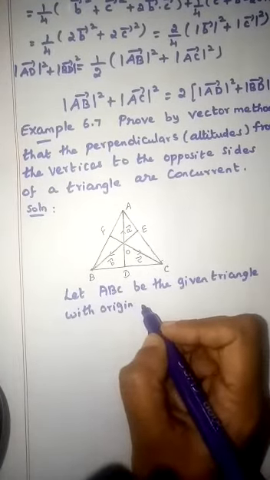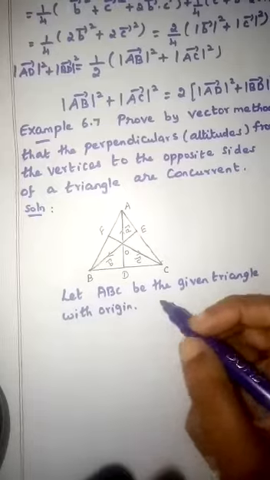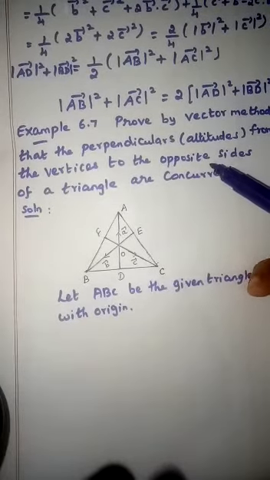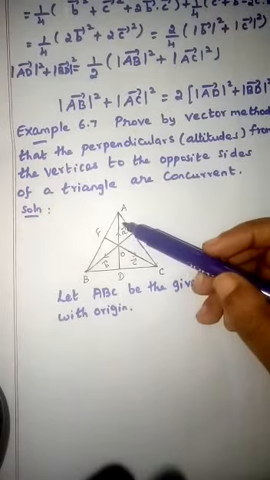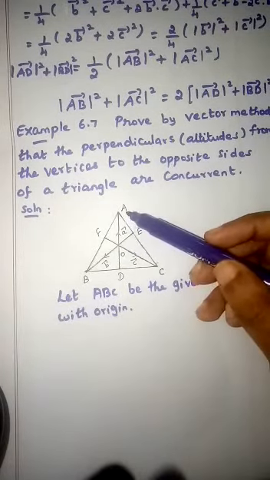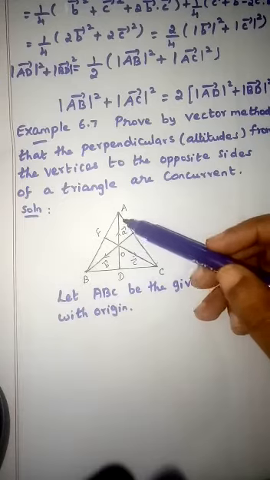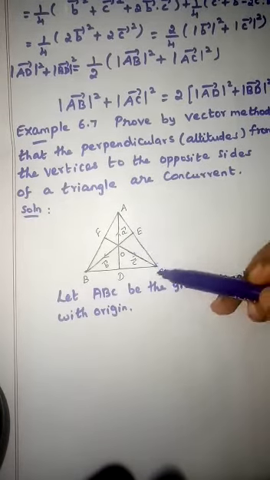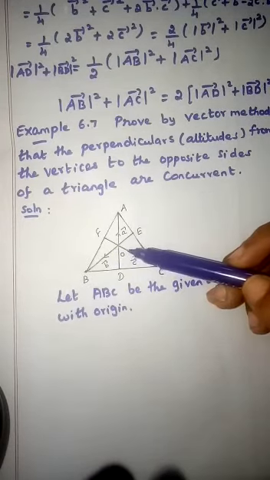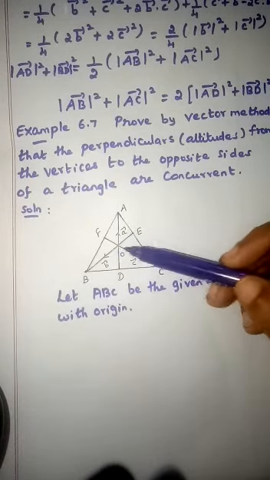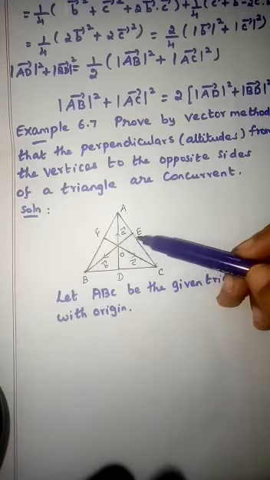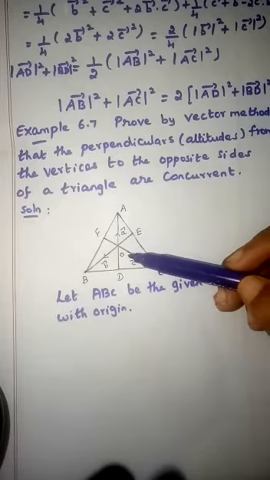With origin O. Now what you want to prove is that the altitudes of a triangle are concurrent. So altitudes means what? The perpendicular that is drawn from a vertex to the opposite side. So AD is an altitude, BE is an altitude, and in the same way CF is also an altitude. You want to say all three altitudes intersect at a common point, and that point we are marking as O. So I am going to prove that all the altitudes intersect at the point O.